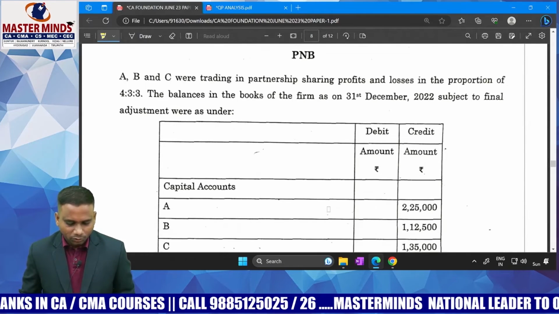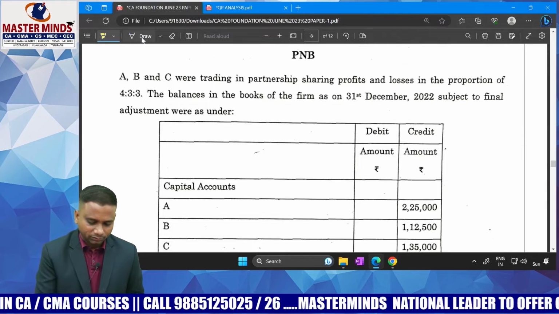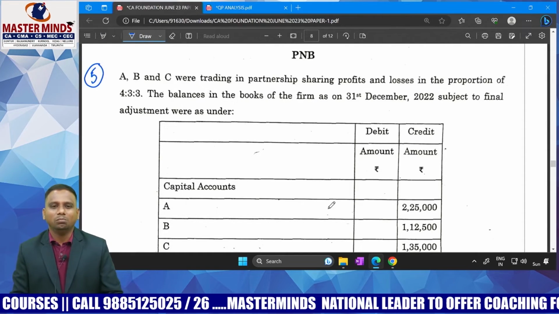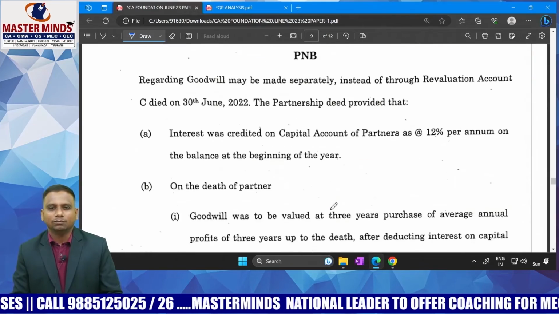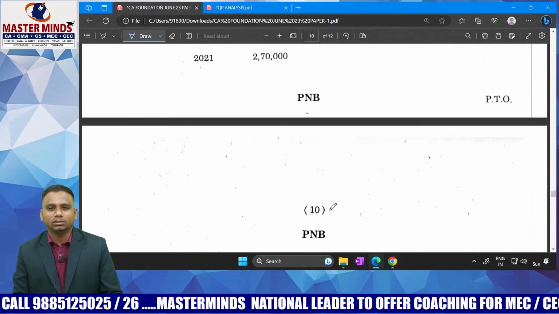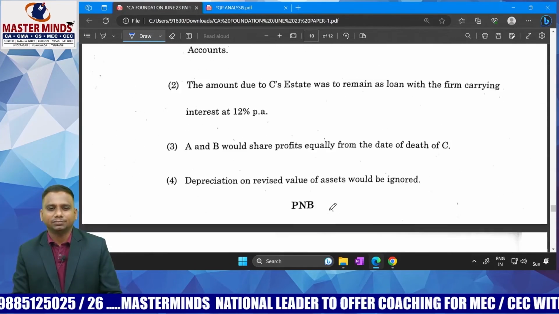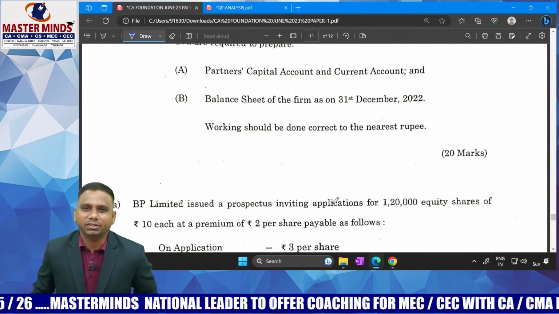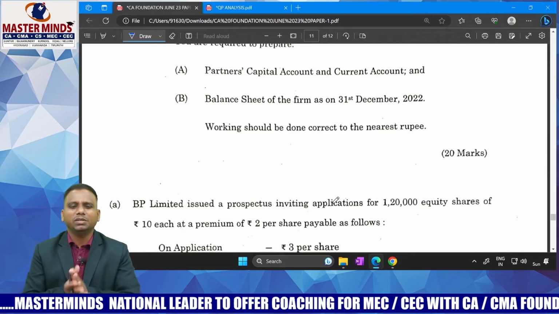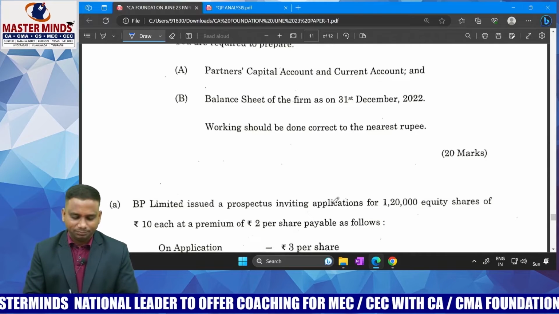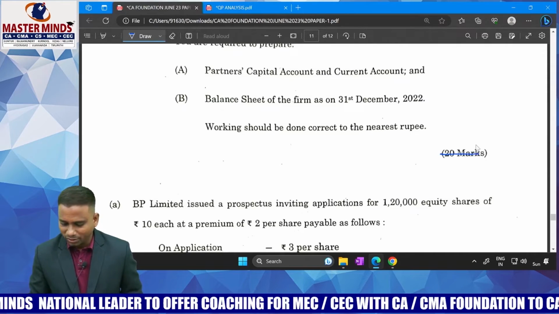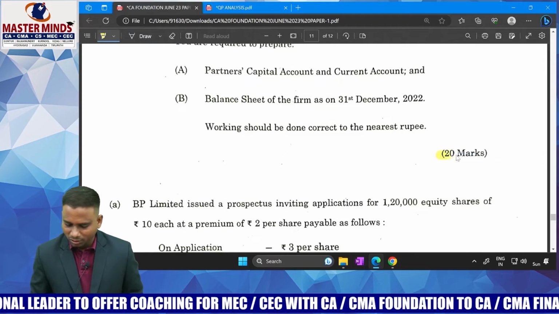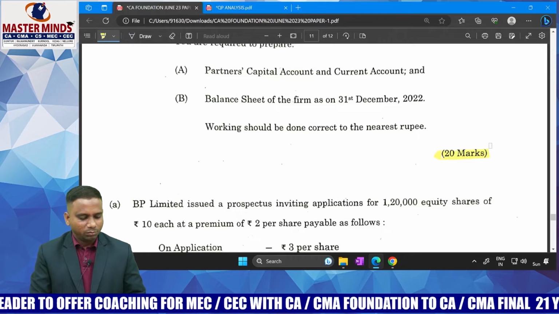Next question. Fifth question. It is one question for 20 marks. This is the question for 20 marks. Almost 2.5 pages. Almost 3 pages of question. Look at it. For how many marks? 20 marks. Observe.